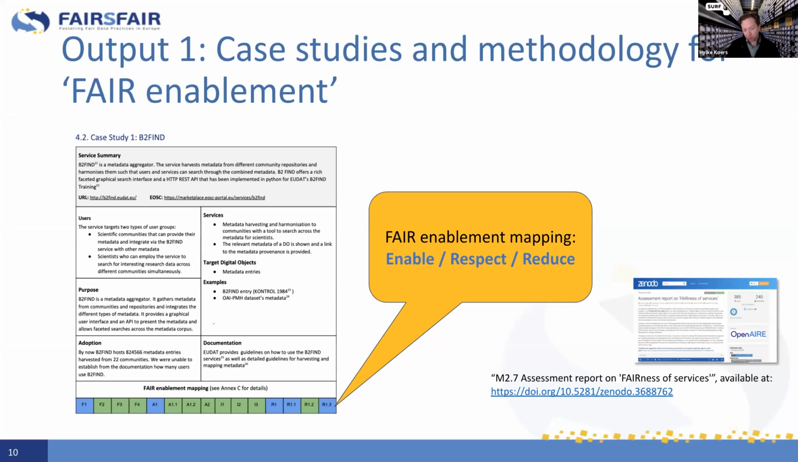And here the methodology that we have proposed really recognizes three different modes in which services can enable certain aspects of FAIR. They can respect certain aspects of FAIR, but also in some cases reduce it, for example, if metadata or PIDs are stripped off or in other ways. So this puts forward a methodology to look at a given data service and then see in what sense it is enabling some of the FAIR principles and in what sense it might be respecting them or even reducing them.